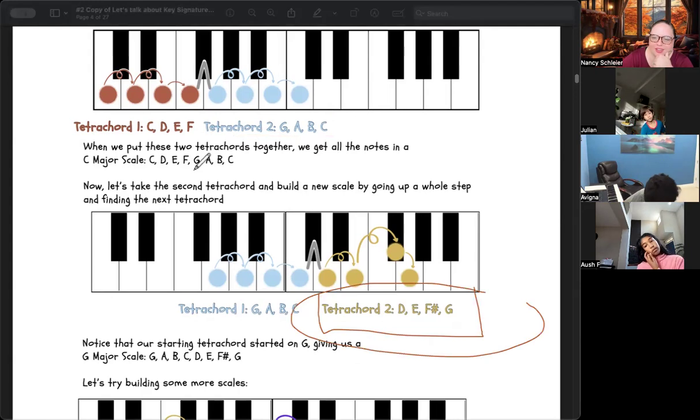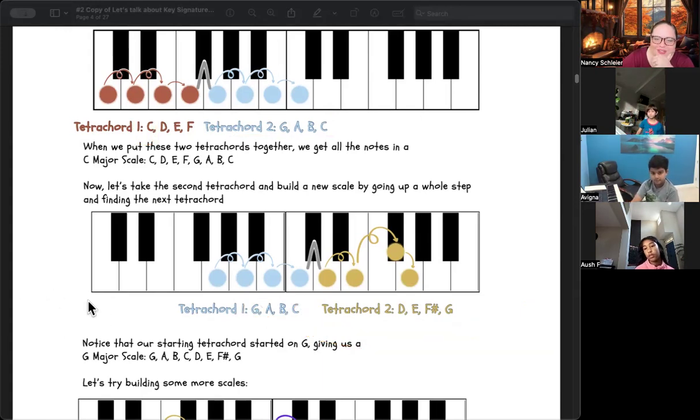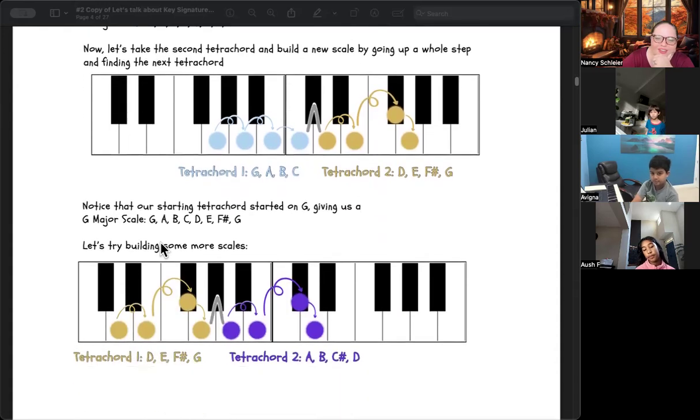If the first scale was the C scale, the second scale was the G scale, what do we think this third one will be? What is it, Julian? D scale? The D scale. Now, what's really cool about the D scale is we not only have the F sharp, but we pick up another sharp. We get the C sharp.